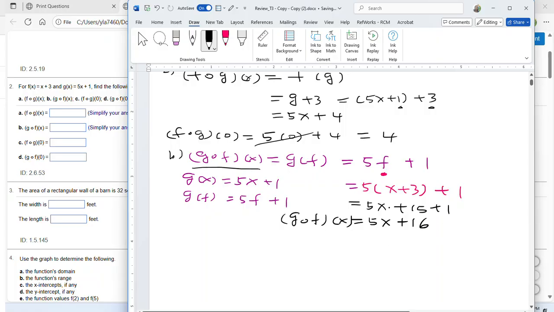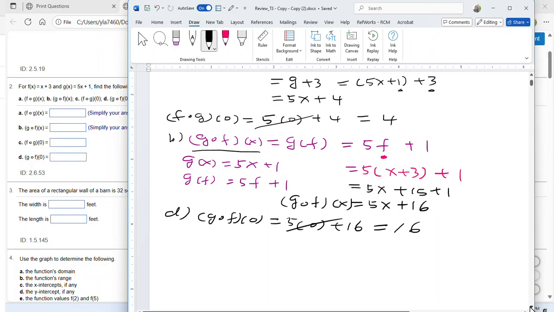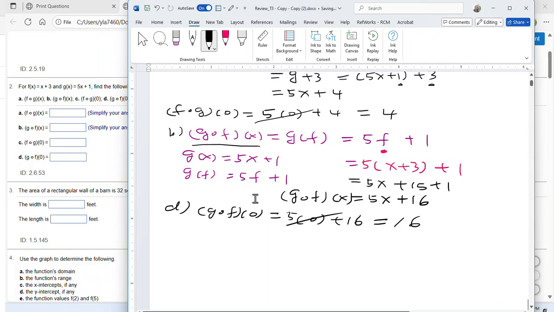All right, and very similar for D, since you already got a composition function, just replace the X by 0, okay? And I know this one, everyone knows how to do this one, right? 5 times 0 is 0, so that is only 16. All right, so that is the composition. This is a new one, but actually once you understand, it should be pretty straightforward, okay? Especially since I'm showing you the shortcut here, even easier, all right?